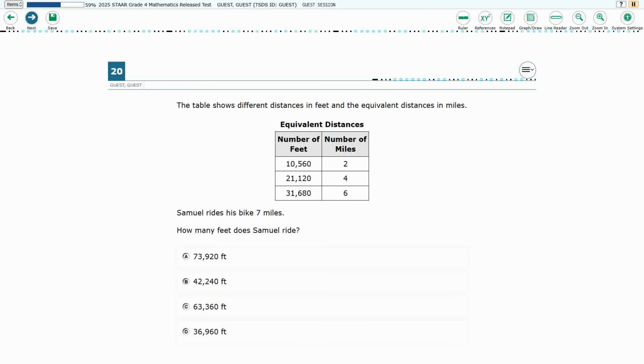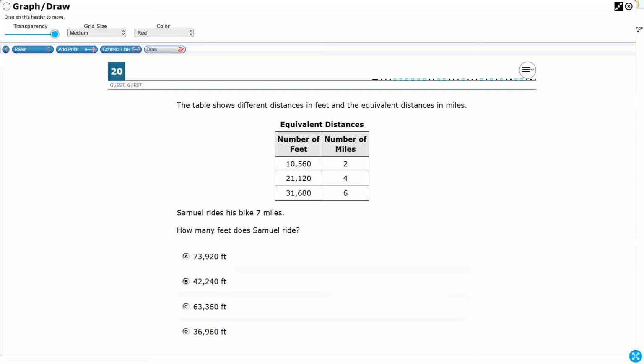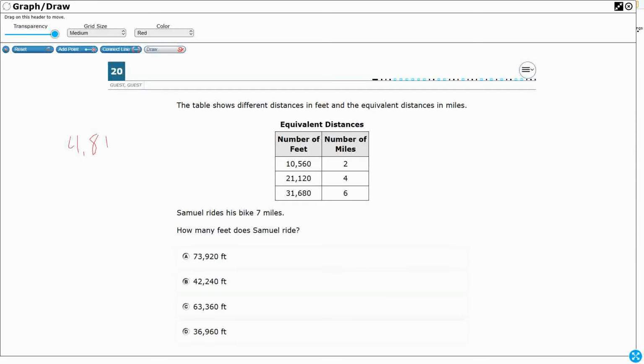Number 20, we are converting units. This is 4.8b. We have a table here, and it shows the difference between feet and the difference in miles. We're trying to convert 7 miles into feet.